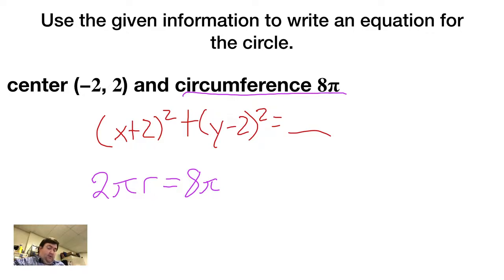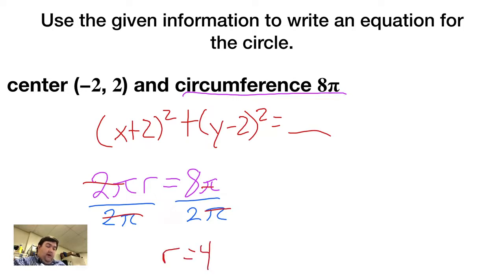So what I would do, and what I think any of us would naturally do, is just divide both sides by 2 pi. Now, 2 pi cancels out on the left side, and over here on the right, the pi's cancel out, and 8 over 2 means that r is 4. So that means r squared is 16, which I put up here to be equals 16, and that is our equation.